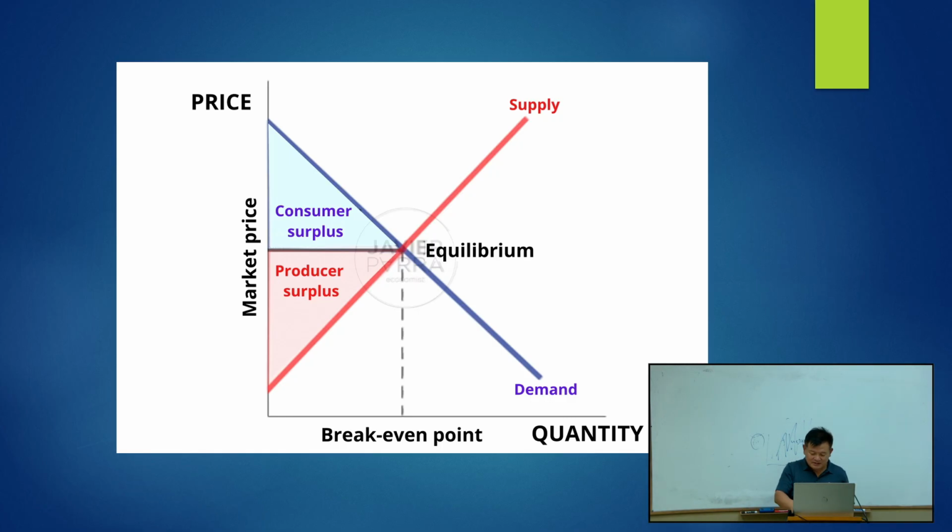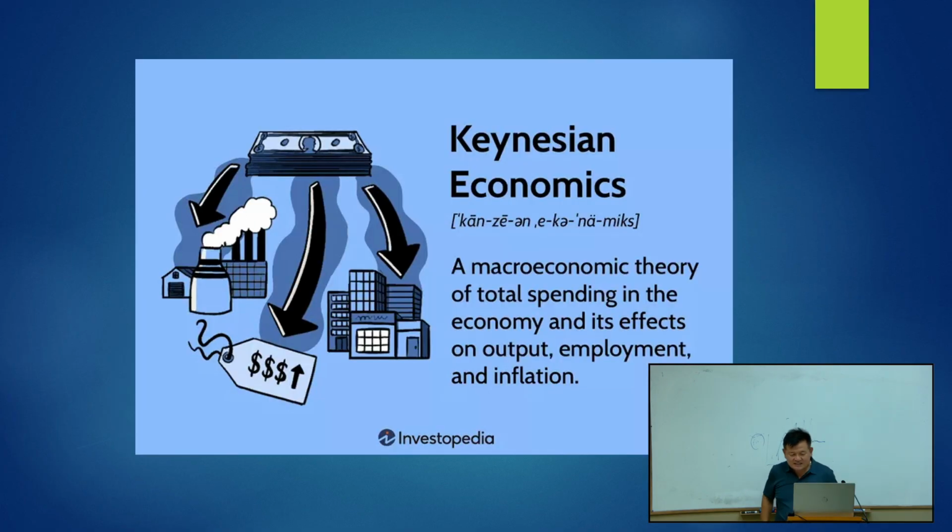Okay. And the other one is Keynesian economics. Keynesian economics is a macroeconomic theory, between the countries. So it is a macroeconomic theory of total spending in the economy and its effect on output, employment, and inflation. This is Keynesian economics.